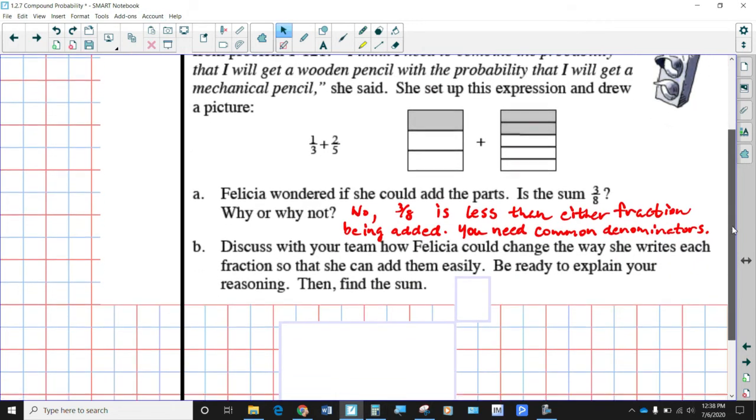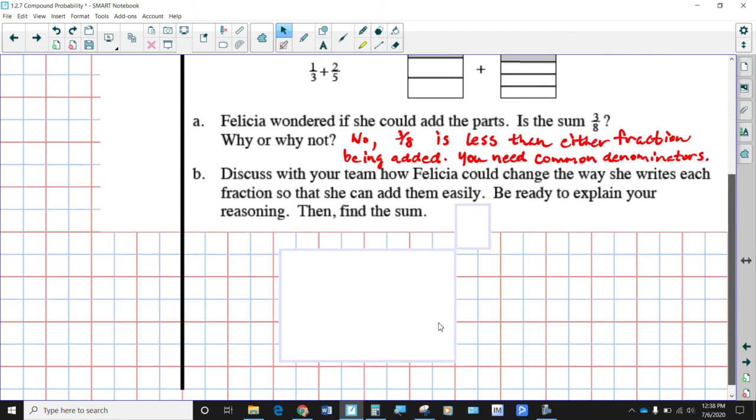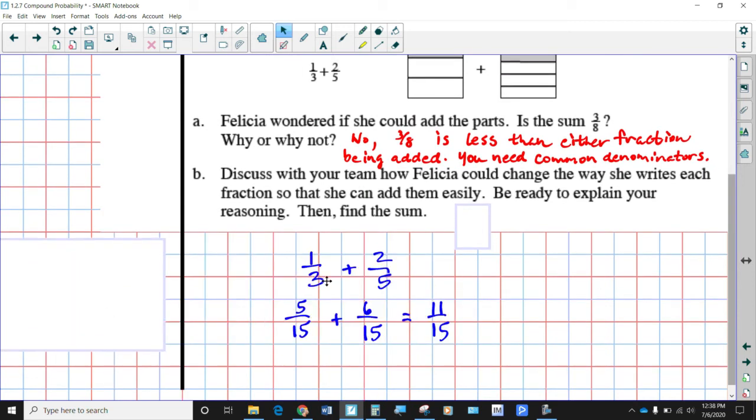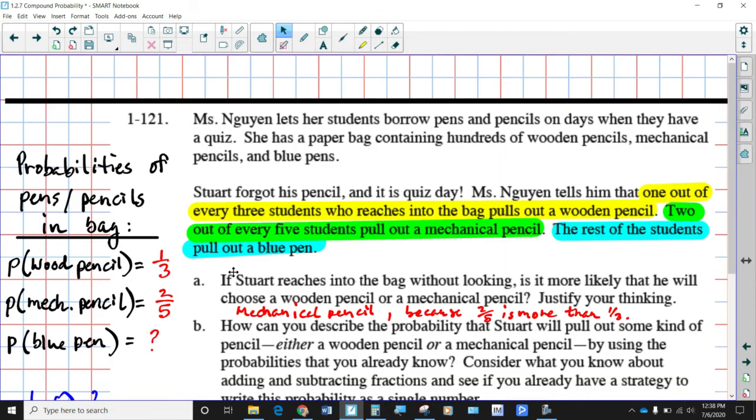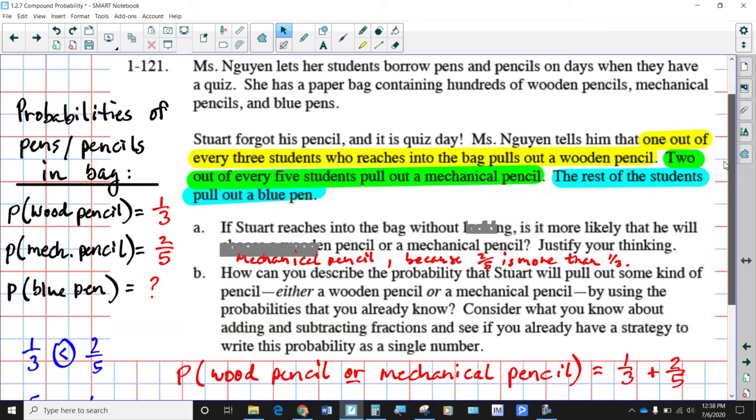So we already know what the answer is, right? Because we saw it on the previous page. We're going to get the common denominators, and we're going to add those fractions together. So that's the probability. Going back to this problem, the probability of pulling out either a wooden or mechanical pencil would be 11/15, which is kind of interesting now.